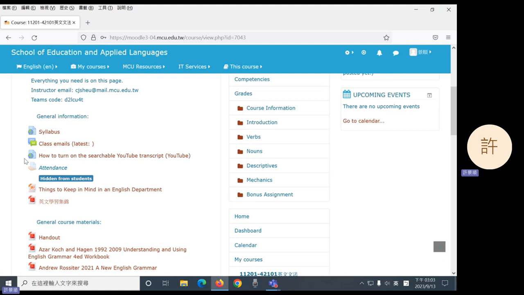Next, this is a link to a YouTube video teaching you how to open up the automatic YouTube transcript, since currently we don't have English subtitles. After I post the recording to YouTube, YouTube will produce its own English subtitles. And you can actually search those subtitles using the transcript.